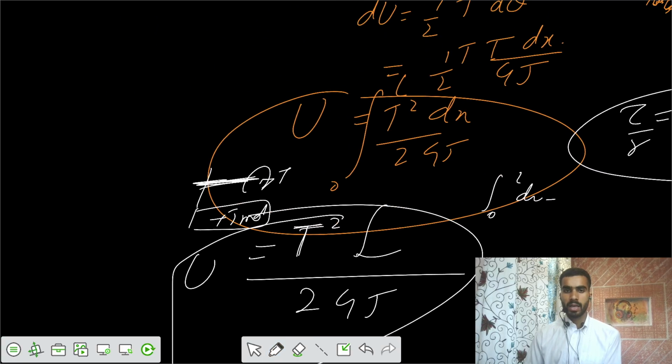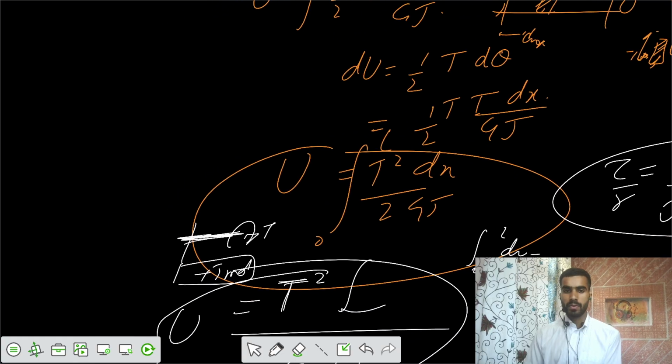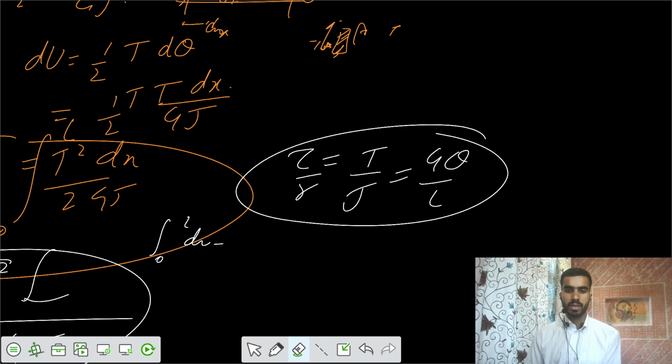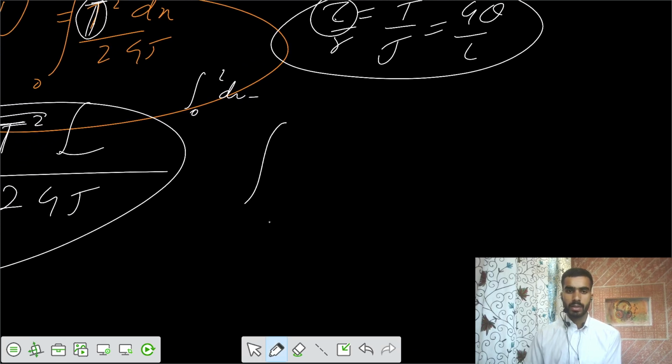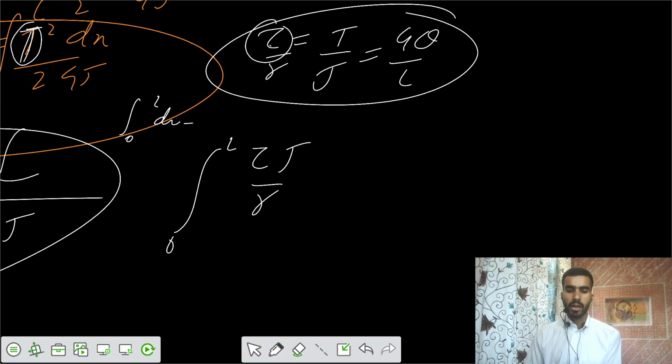Now the second one is that if you take torsion in terms of tau from this result, T equals tau J by R. And I substitute here that value of T, so I would write the integral from 0 to L of the value of T equals tau J by R, and you have that dx, and you have that 2GJ also.